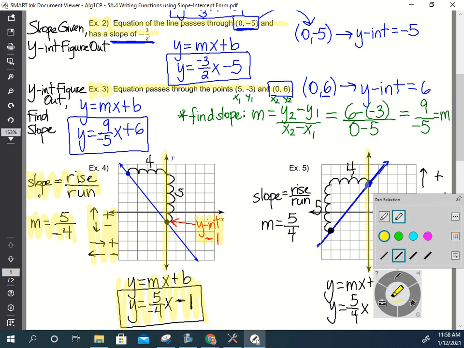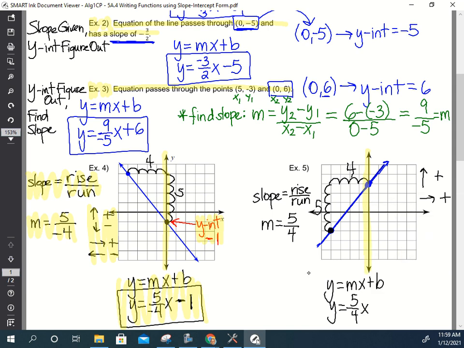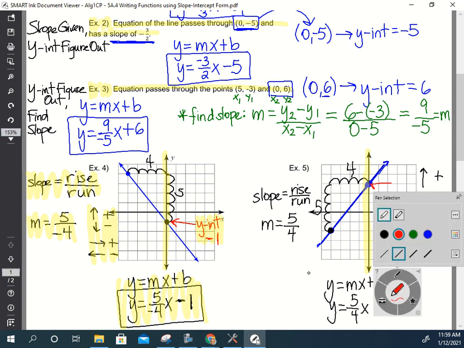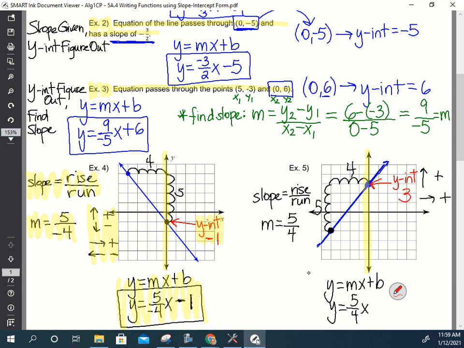So, y-intercept. The y-intercept is whatever point is on the y-axis. So, what number is that on the y-axis? That is 3. 1, 2, 3. All you gotta do is count up. So the y-intercept is 3. So y equals 5 over 4x plus 3. Problem's over. Any questions, examples 4 or 5?